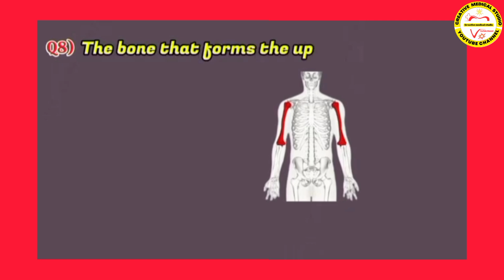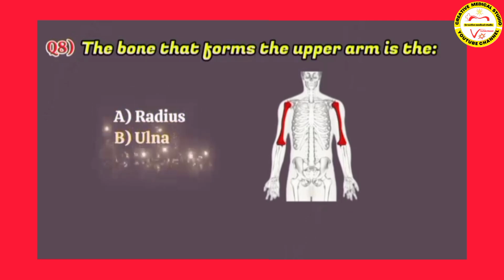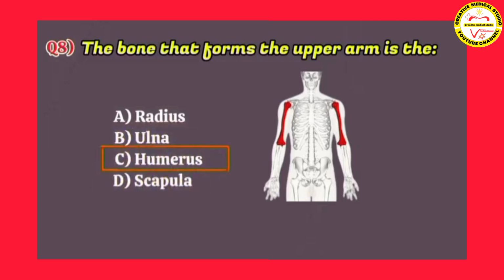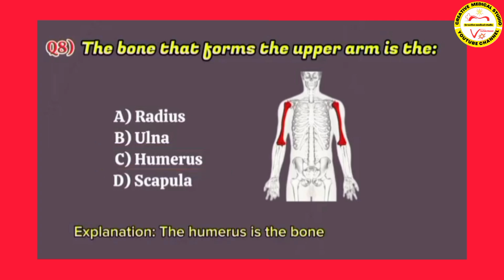The bone that forms the upper arm is option A, B, C and D. The correct answer is option C, humerus bone. Humerus bone forms the upper arm. Explanation. The humerus is the bone of the upper arm.